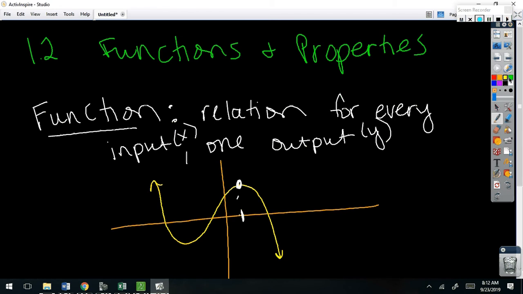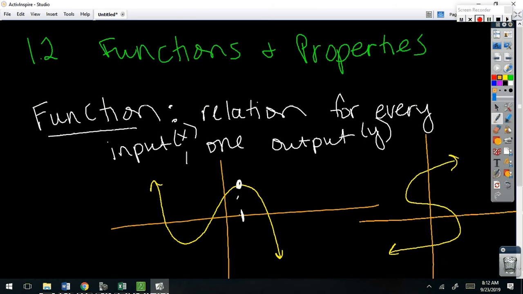But if I turn that graph on its side, and I put my same x and y here, well, now when x is 1, how many outputs do I have? 1, 2, 3. Because there's more than one, this one is not a function. Okay? So function, it's one y for every x.